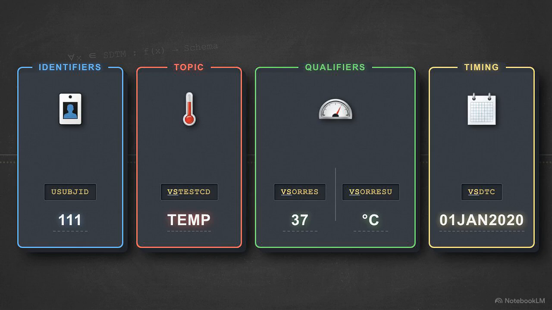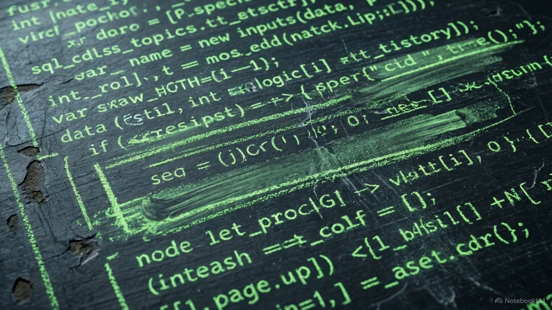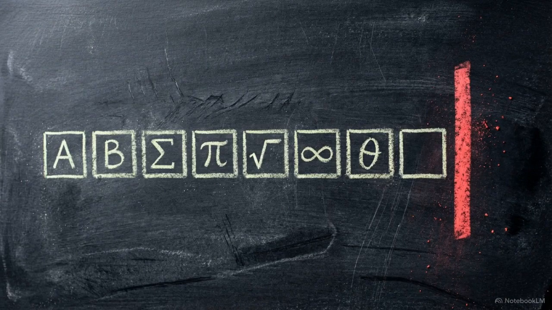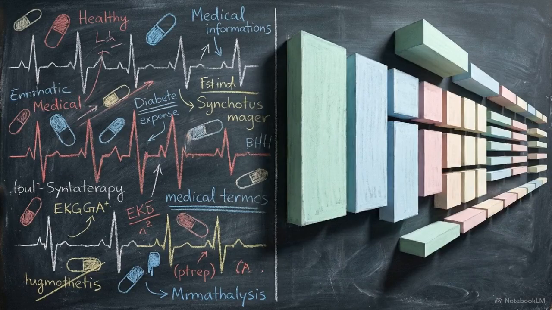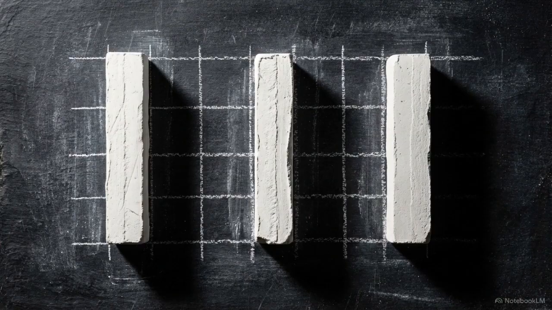These variable names, like USUBJID, look cryptic because they inherit rigid technical constraints from SAS version 5, which enforces an 8-character maximum for column names in transport files. By forcing every data point through this exact atomic grammar, the system guarantees that highly complex clinical events become perfectly machine-readable. Once an observation is structured, it must be stored.